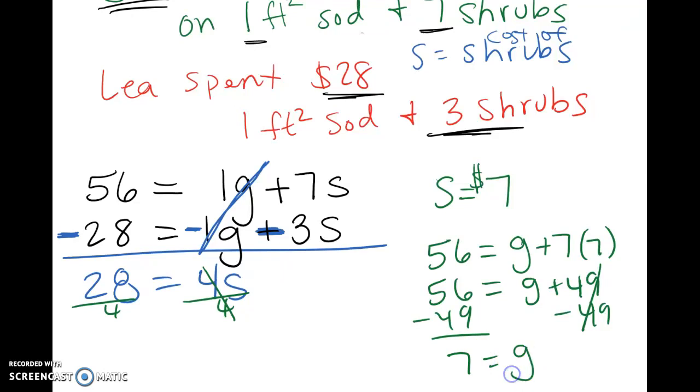7. So 1 square foot of sod cost how much? $7. Yep. Any questions?